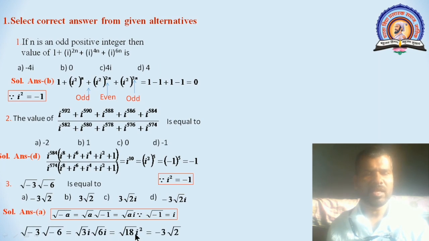i into i is i squared. Root 3 into root 6 is root 18. Root 18 is 3 root 2. And the value of i squared is minus 1. So the answer is minus 3 root 2.